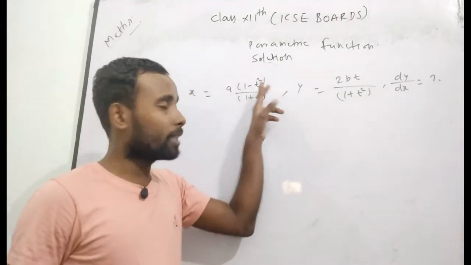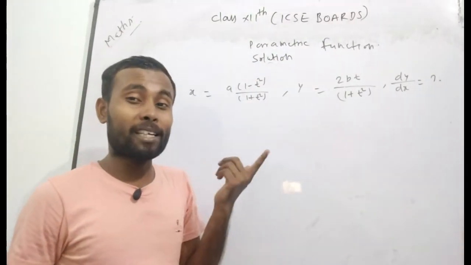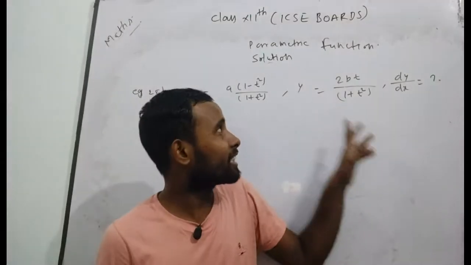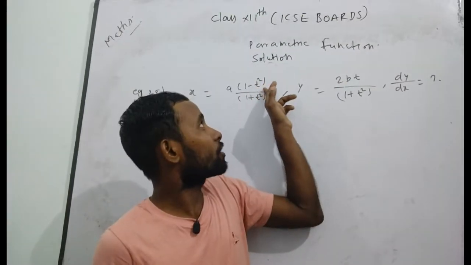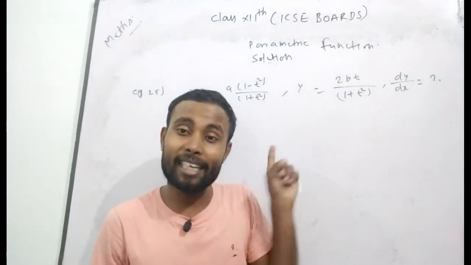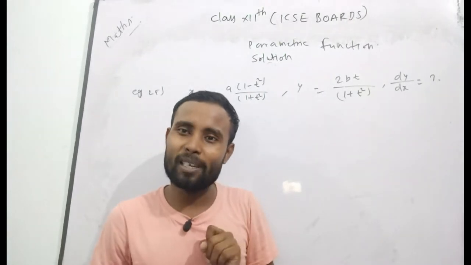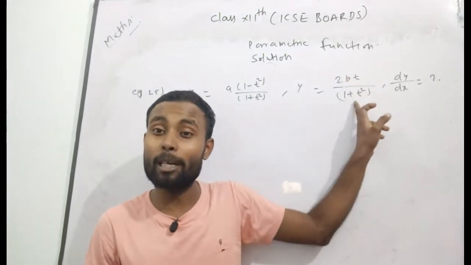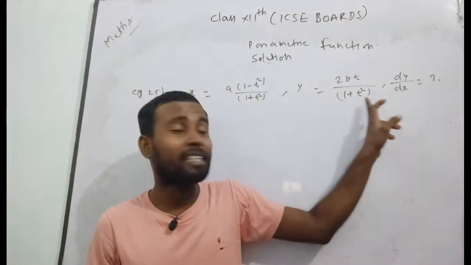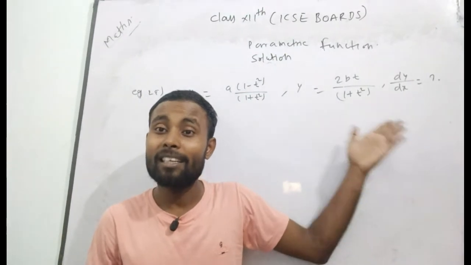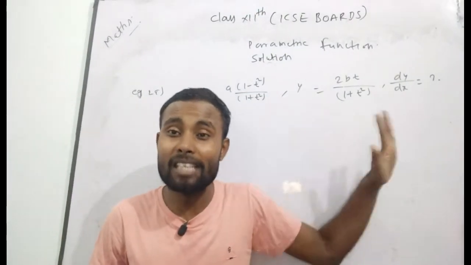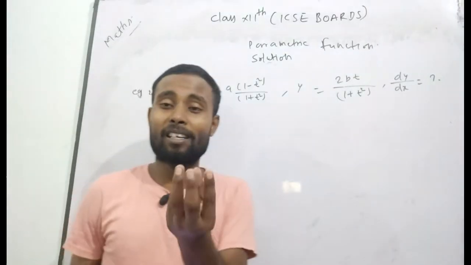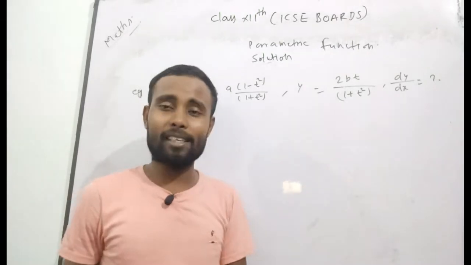Suppose that in place of t there will be tan theta. In that case, it will be 1 minus tan square theta divided by 1 plus tan square theta. In that case, it will be cos 2 theta. And this will be 2 tan theta divided by 1 plus tan square theta. That means it will be completely sin 2 theta. In that case, both expressions will be very small inside, and you can easily find the derivative.